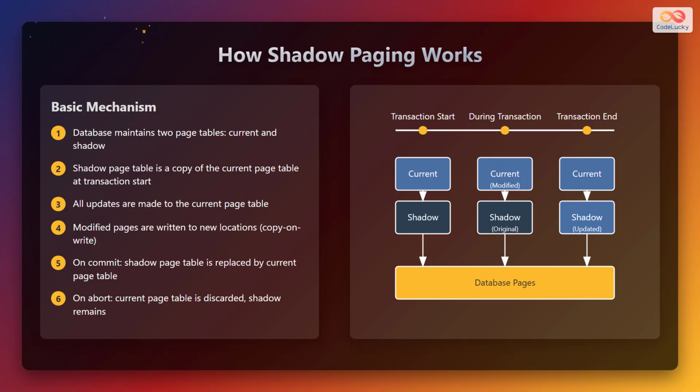On commit, the shadow page table is replaced by the current page table. And on abort, the current page table is discarded, and the shadow page table remains. The diagram here illustrates these steps over a transaction timeline.